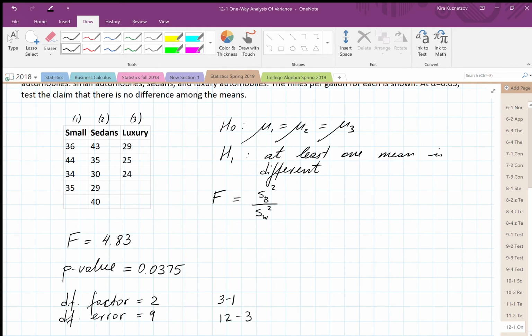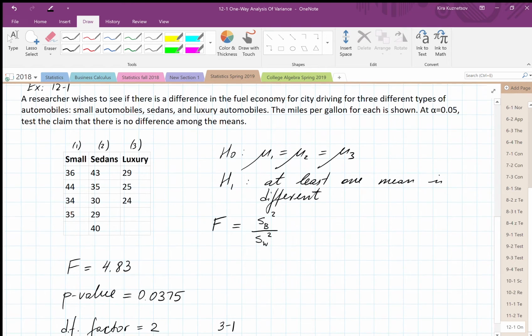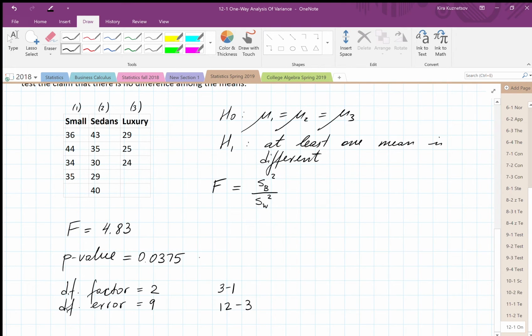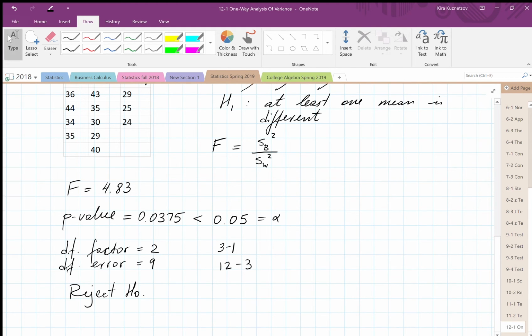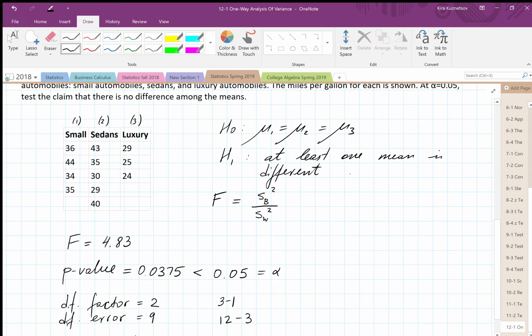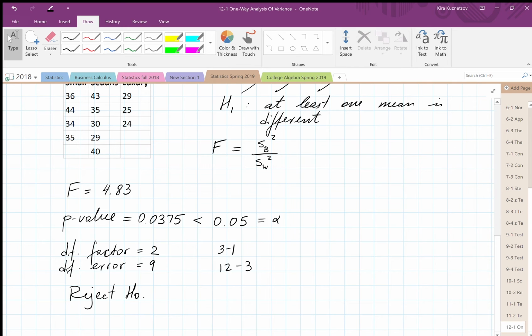Now what we're interested in is we want to go back into that alpha, which is given to us at 0.05 in the test. So this was just a bit over 7%, so just under 4% actually. Regardless, it is smaller than the 5% preset alpha. So what we do is we reject the null hypothesis. If you reject the null hypothesis in favor of the alternative hypothesis, it does mean that at least one mean is different. So this is how you would write this down.